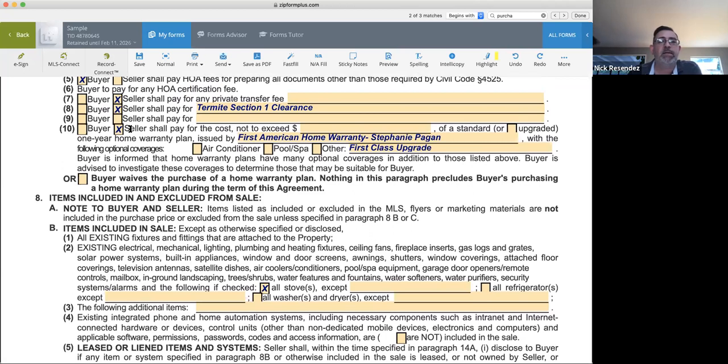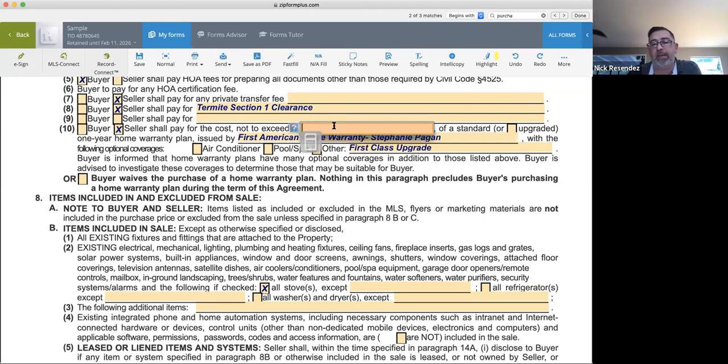Paragraph 10, seller shall pay the cost not to exceed blank of a 1-year home warranty plan issued by company of choice, right? Typically you can write in your company. And then optional upgrades, right? So you see I have First American, I've got first class upgrade written in here because that covers the AC and the value plus as well. So I might make an adjustment to the things I'm asking for.